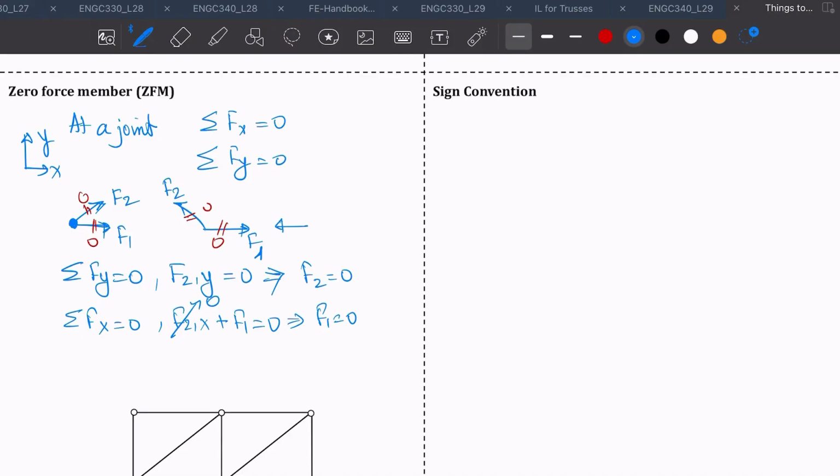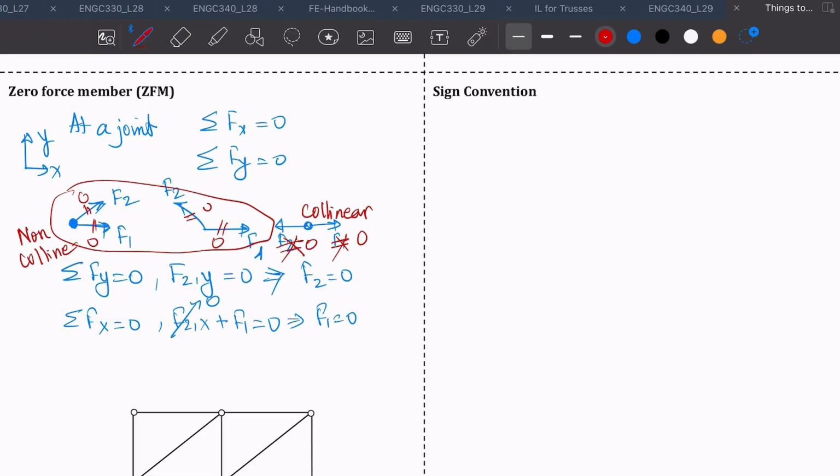So in this case, if you have a joint where the members are linear, you have F2 here, you have F1 here, then you cannot say that F1 is equal to 0, and you cannot say that F2 is equal to 0, unless one of them is equal to 0. So this is collinear, and this one is non-collinear. So the statement is, if there are two members and their member forces are non-collinear, then both of those member forces are equal to 0. That is the first statement.